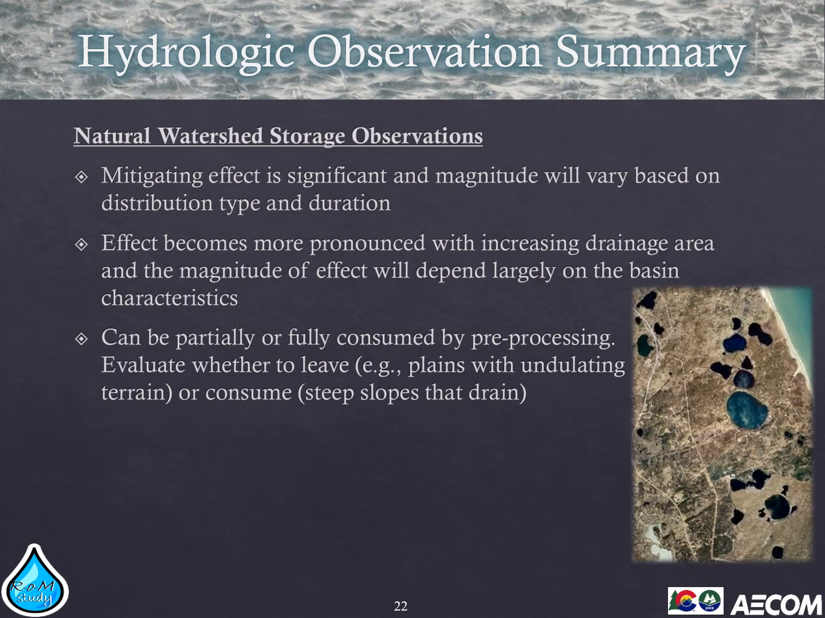But that decision to evaluate whether to leave it in or to consume it should be based on the terrain. For example, plains with undulating terrain are what's shown here on the right. These are glacial kettles. You wouldn't see that in Colorado, but if you have that, you would leave it in. Whereas if you have steep slopes that should drain and are connected, you would want to address this issue. And in the end, this could be something that you address as part of calibrating your model and making sure to match your observed discharges.